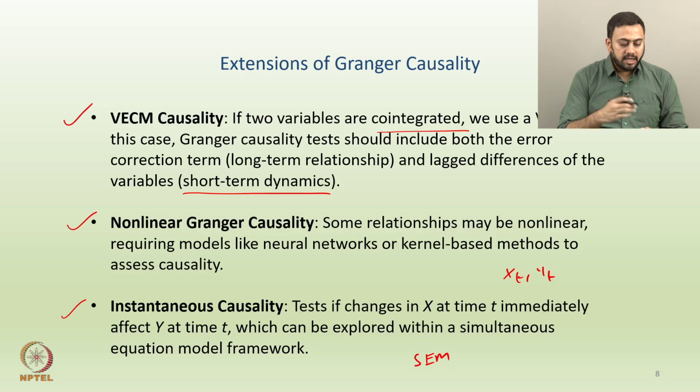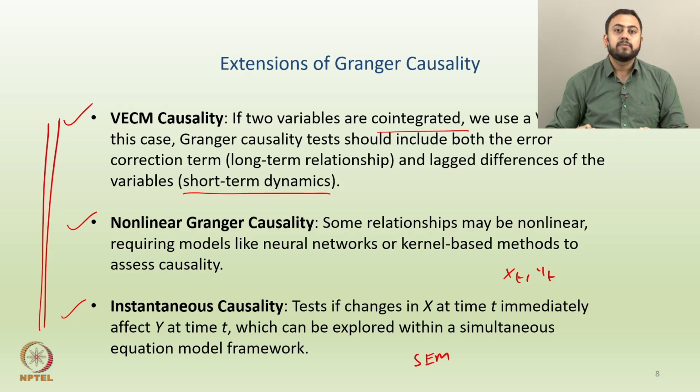Just to summarize, all these are extensions of standard Granger causality: how could one handle situations if two series are co-integrated, or if xt and yt are non-linear, or if there exist some instantaneous changes between xt and yt at a particular time t.